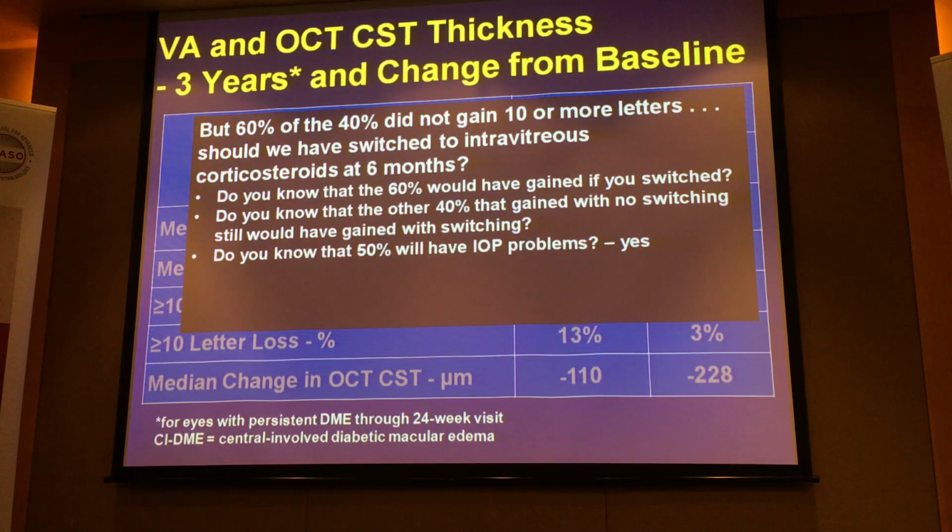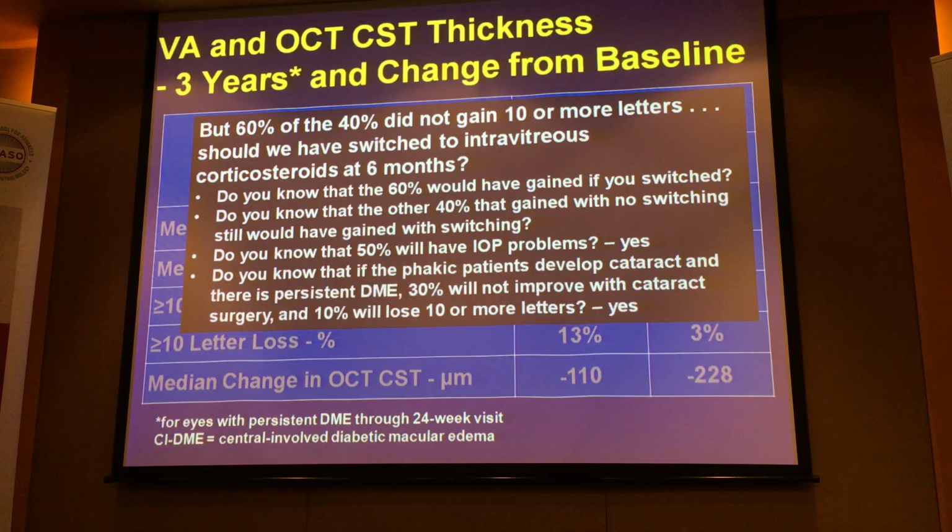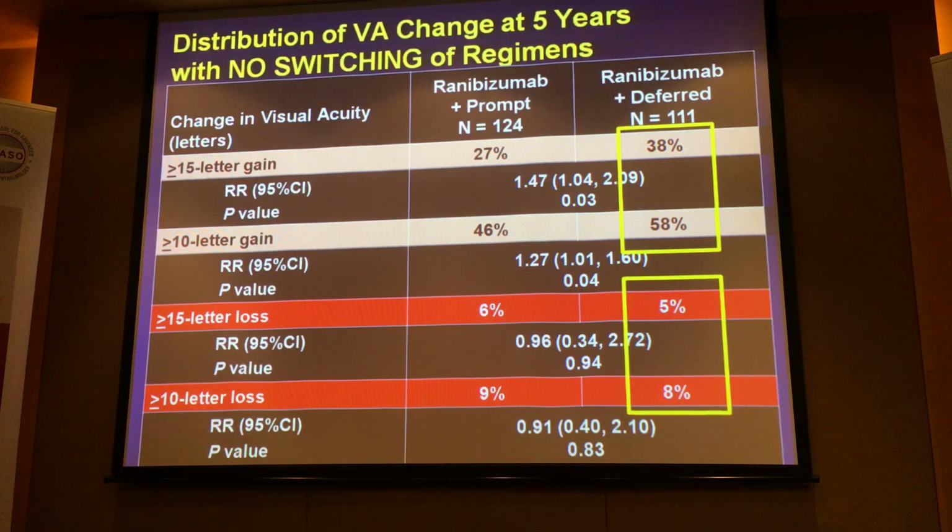Do you know that 50% will have IOP problems if you switch to steroids? Yes. Maybe 50% is a bit high with triamcinolone, but with DEX it will be 30%, probably. Do you know that if phakic patients develop cataract and there's persistent edema, 30% will not improve with cataract surgery? That one we know. So cataract surgery is not without its risk, right? Therefore, pseudo-phakic patients, go ahead. I think you can switch earlier if you want. Phakic patients, not so comfortable with that. And at the end of the day, 15-letter gain in those with persistent edema, no switching, was still quite respectable.